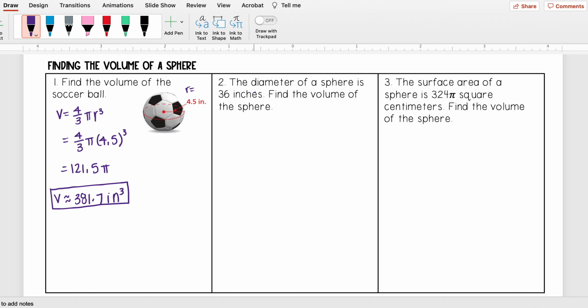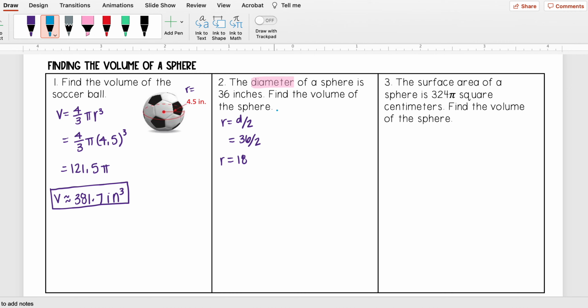Okay, let's look at another one. Number 2 says that the diameter of a sphere is 36 inches. Find the volume of the sphere. So this time I'm given the diameter, but in order to use my volume formula, I need to know what the radius is. However, we know that the radius is just going to be half of my diameter. So it's going to be 36 divided by 2. And so I get that my radius is 18.